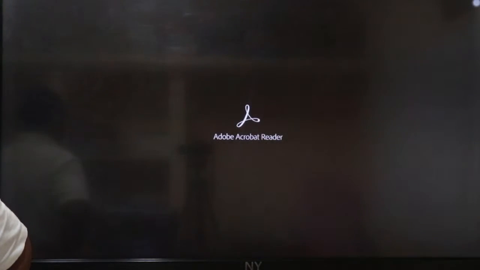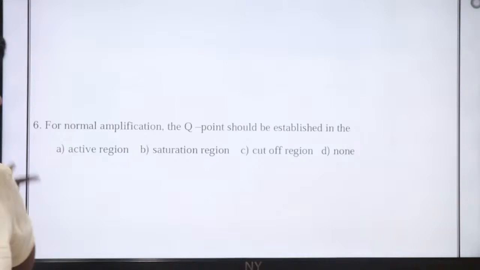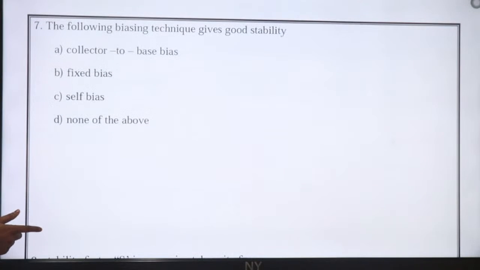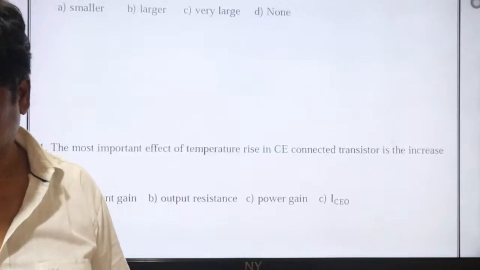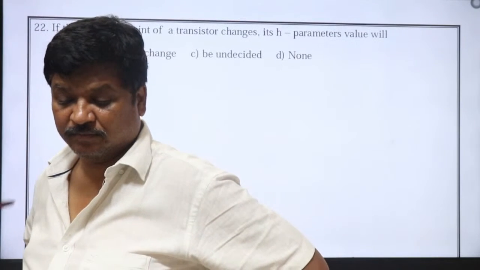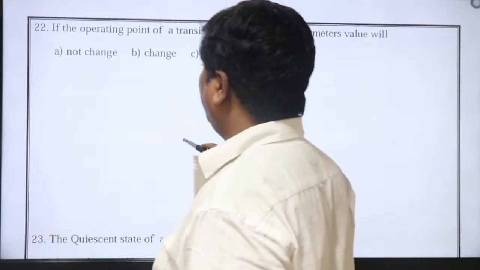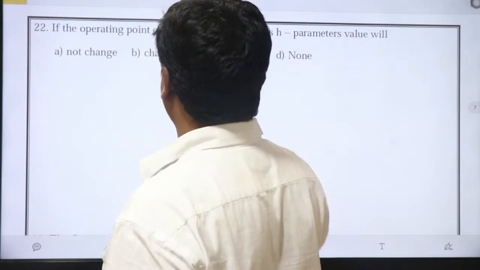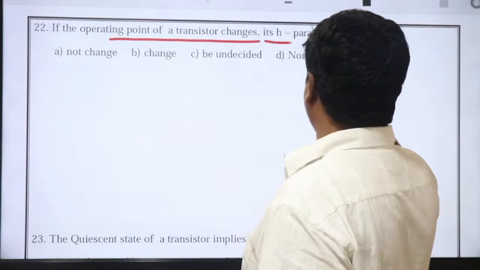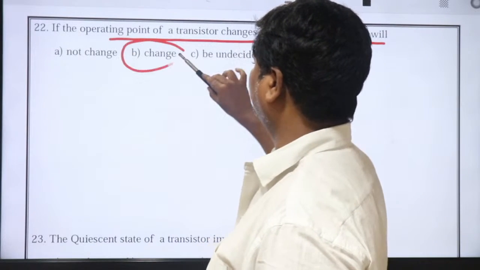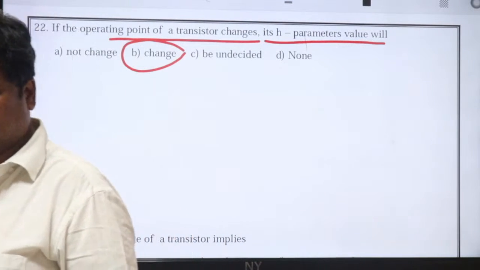JE means junior engineers. So, if the operating point of a transistor changes, its H parameter values also change.